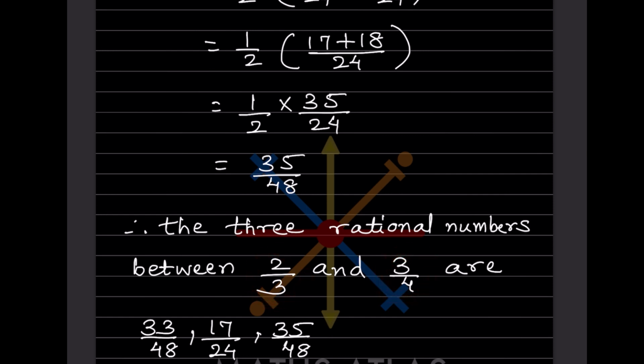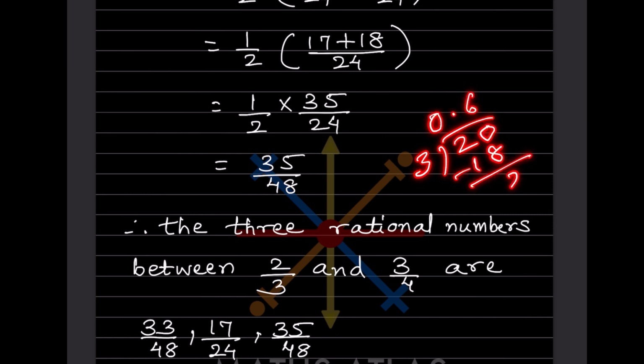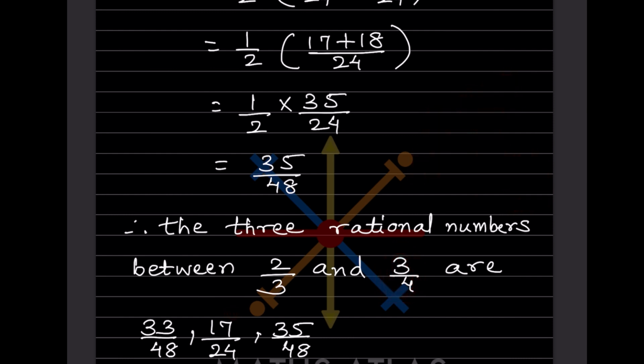2 by 3 is 0.66, so again here 3 6s are 18, and it will go on. And 3 by 4 is 0.75. So what are you going to write first? You will just look at this one, and accordingly you are going to go in the ascending order from small to big.